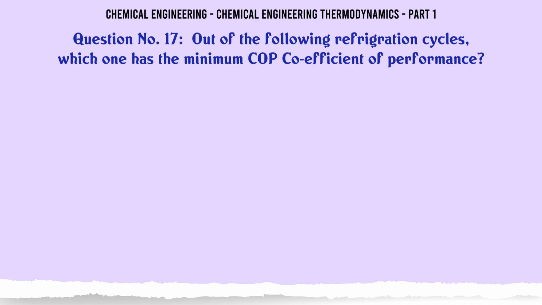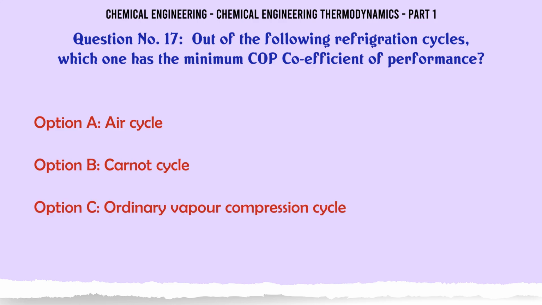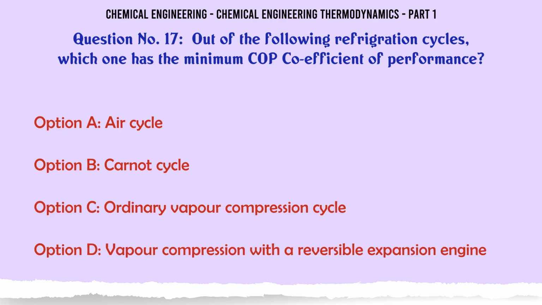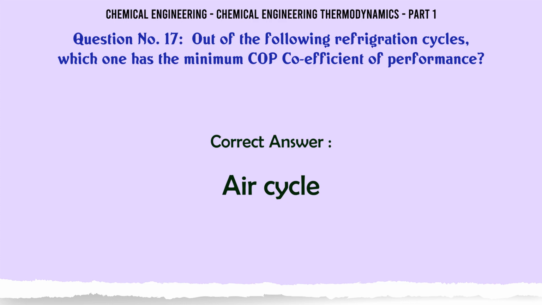Out of the following refrigeration cycles, which one has the minimum coefficient of performance? A. Air cycle, B. Carnot cycle, C. Ordinary vapor compression cycle, D. Vapor compression with a reversible expansion engine. The correct answer is air cycle.